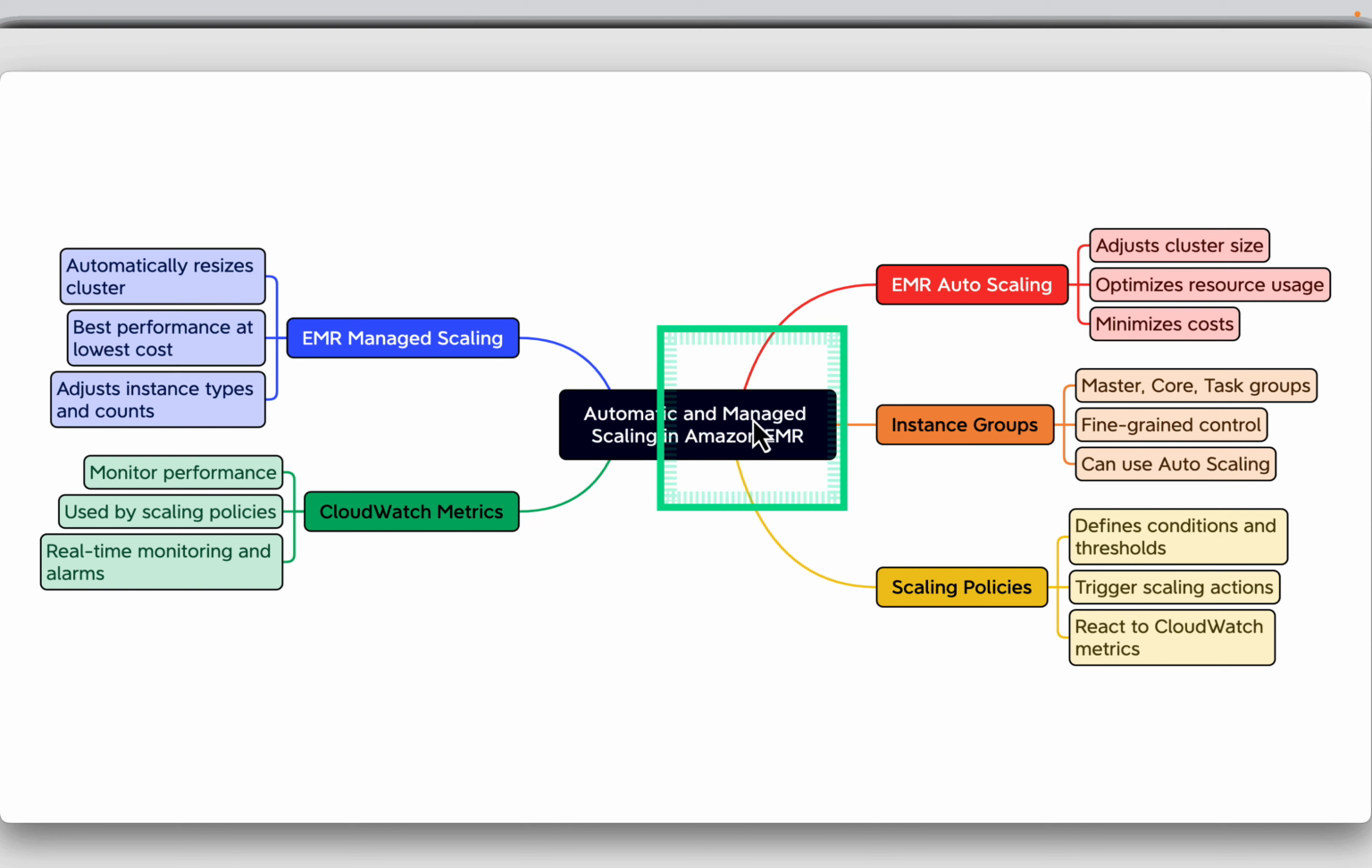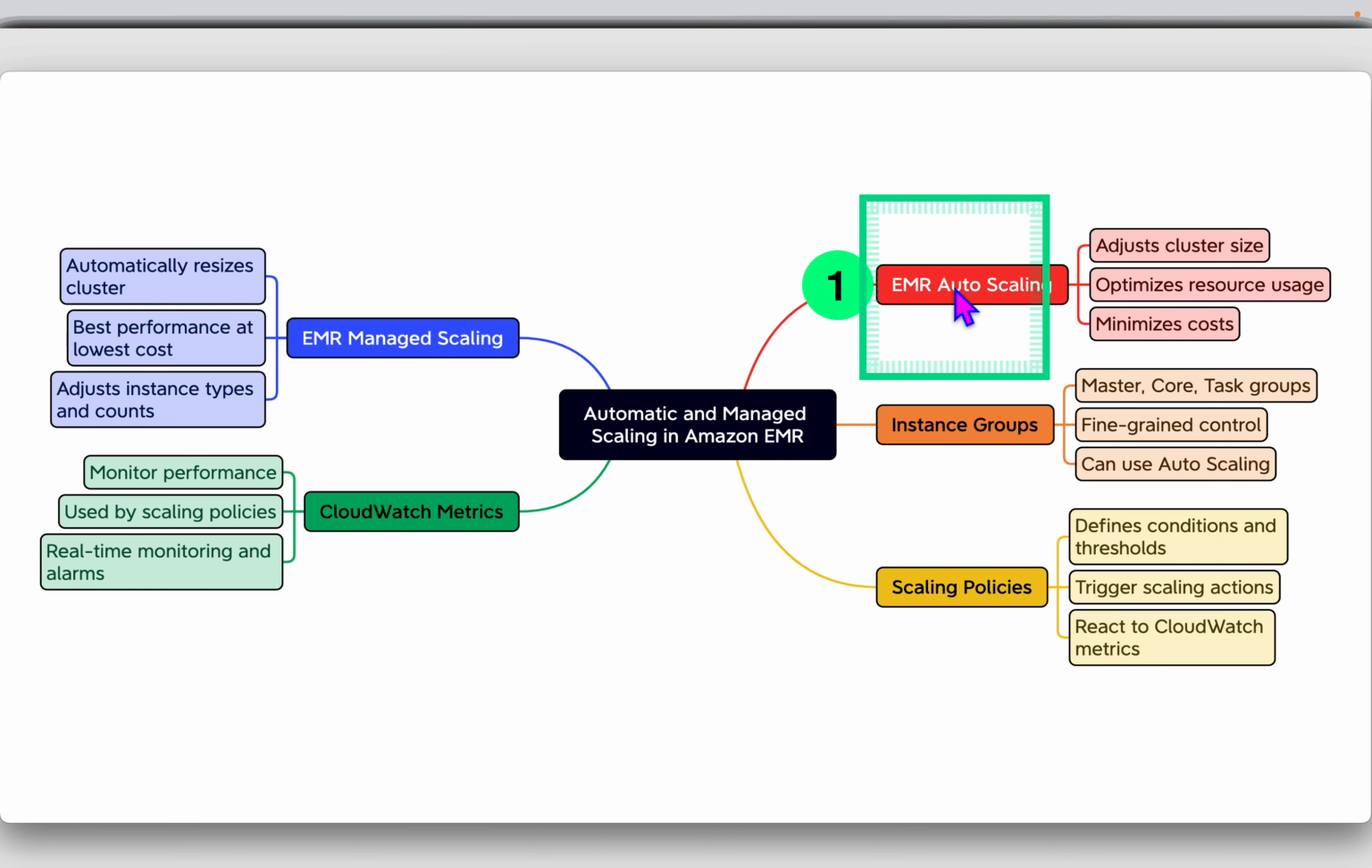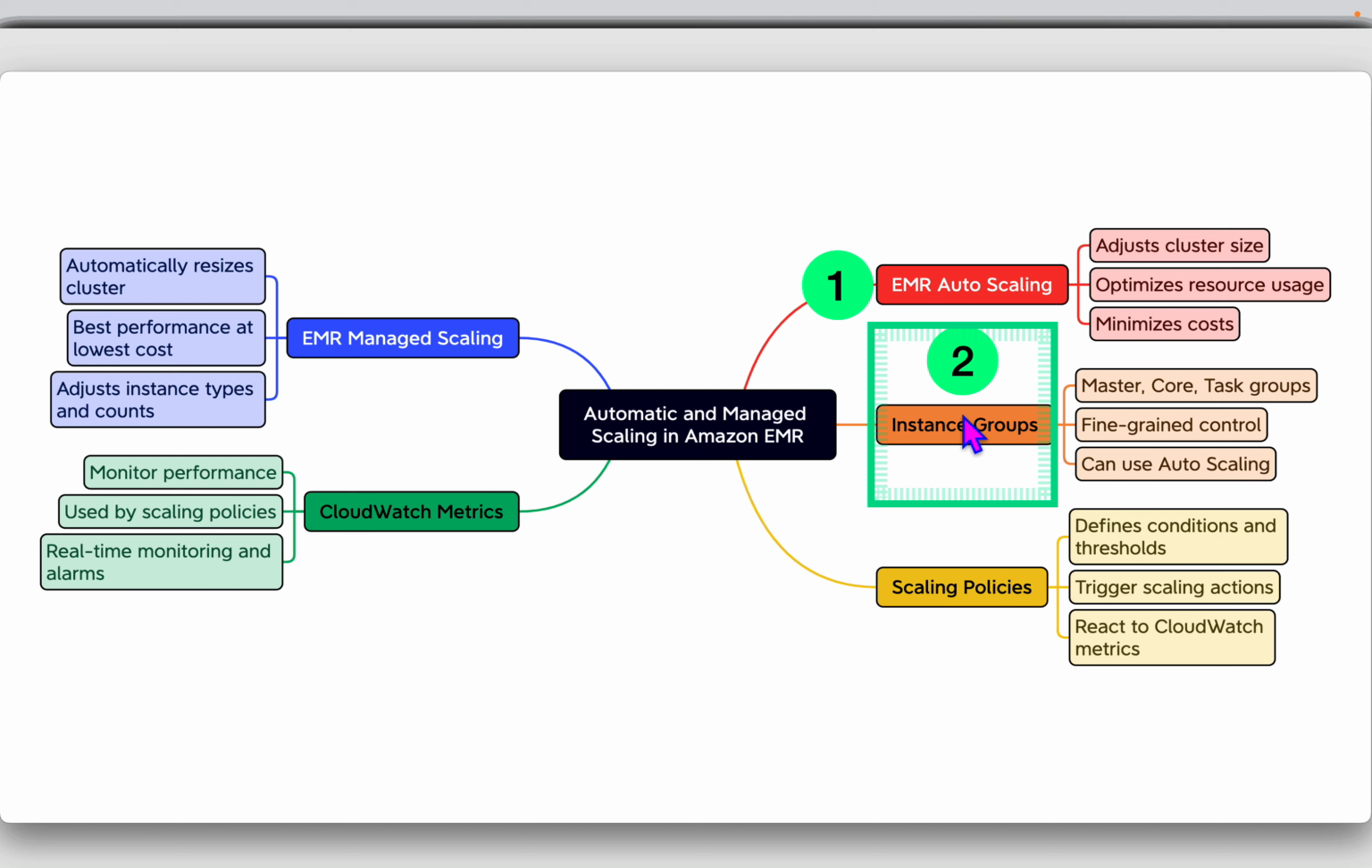Okay, next is automatic and managed scaling in Amazon EMR. EMR auto scaling. EMR auto scaling adjusts the size of your cluster in response to workloads. By scaling out, which is adding instances, or scaling in, which is for removing instances, auto scaling ensures optimal resource usage and minimizes cost. Instance groups. Amazon EMR clusters are composed of multiple instance groups like master, core and task groups. Each of these groups can be configured to use auto scaling, which allows for a fine-grained control over cluster resources.